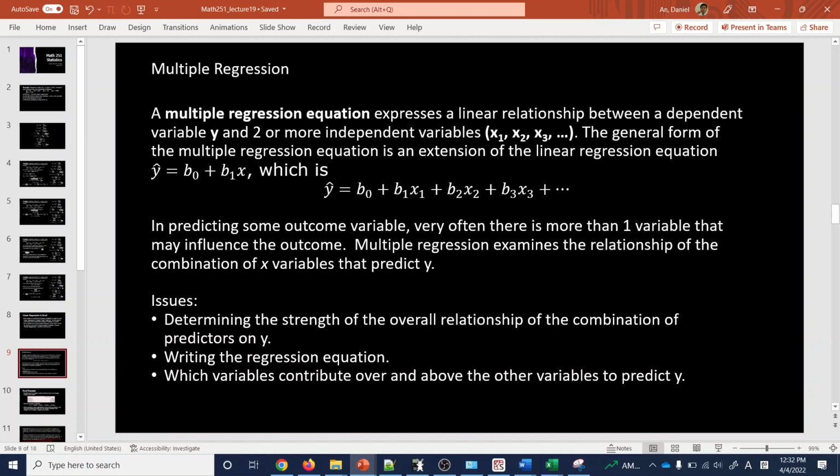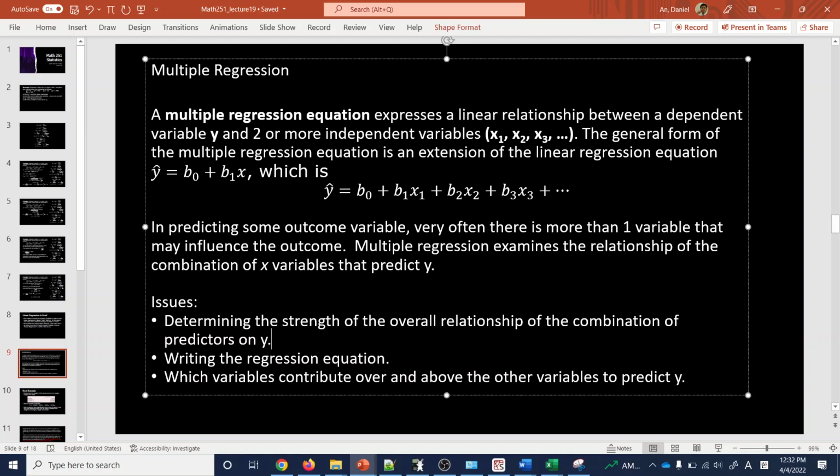Now, when you're doing multiple regression, there are several issues that we want to address. First, how strong is the prediction? Is the prediction pretty strong? Can you explain most of the variation of the y using the linear regression y hat? That's the kind of question. And once you see that it is really strong, then you have to be able to write down the equation so that you can use it for prediction. And then third, you also have to think about which variables contribute over and above the other variables to predict y. So those are the things that you want to know.